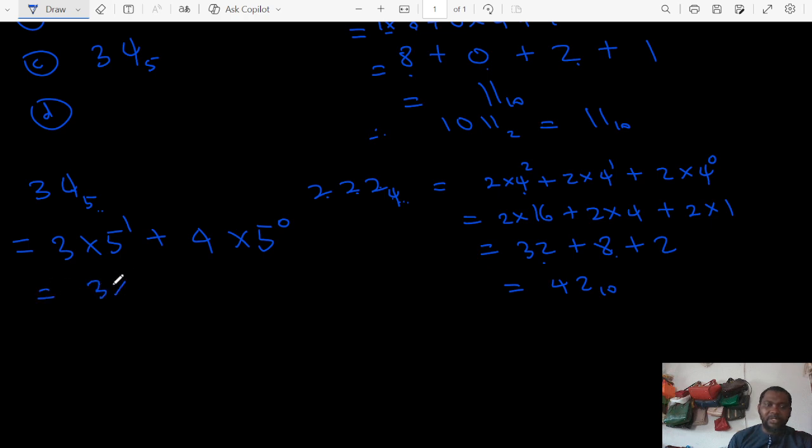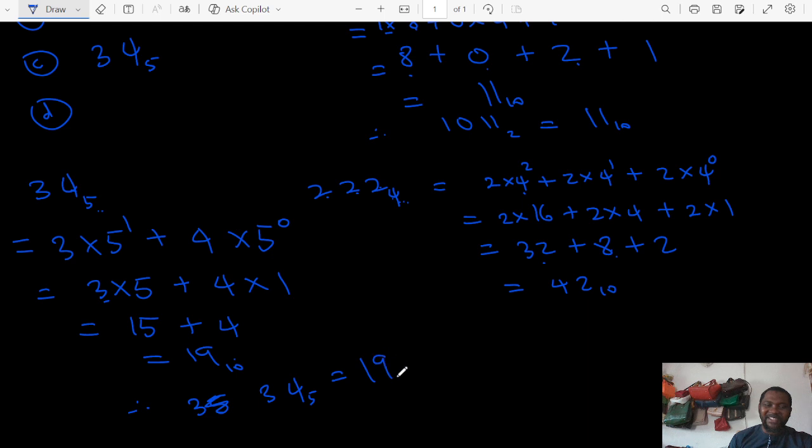So this is also saying 3 times 5 plus this is saying 4 times 1. 5 raised to power 0 is 1. So 3 times 5 is 15. 4 times 1 is 4. So 15 plus 4 is 19. So what this means is that 34 to base 5 is equal to 19 to base 10. Okay, so this makes sense, right?